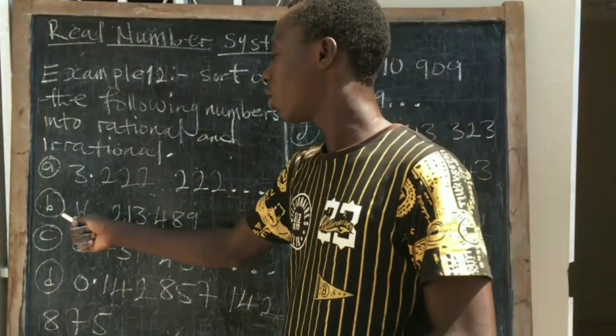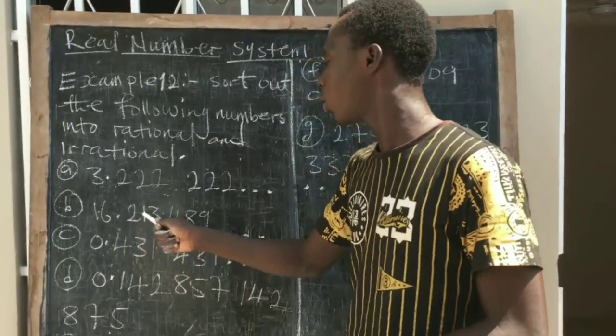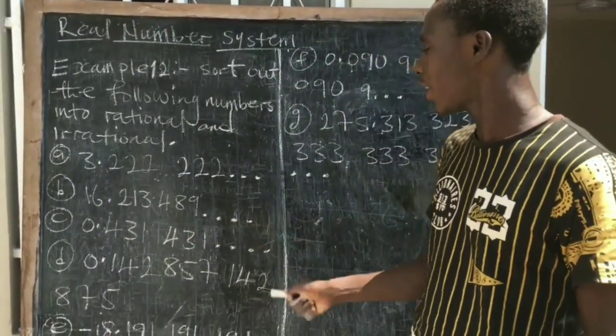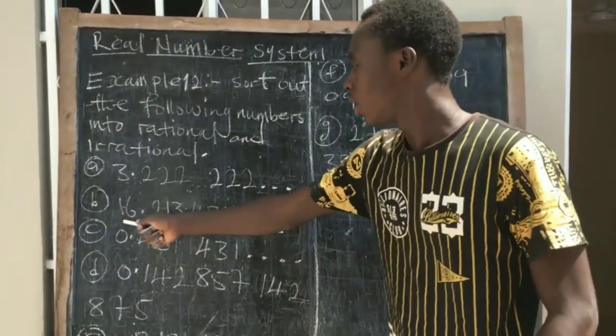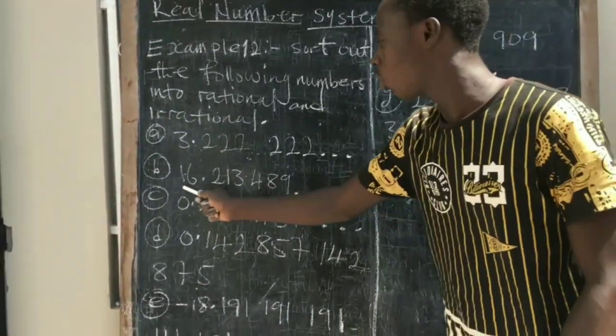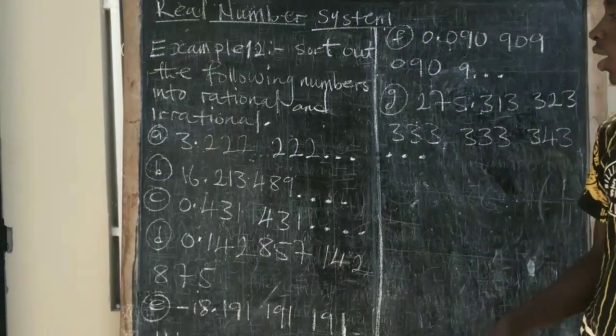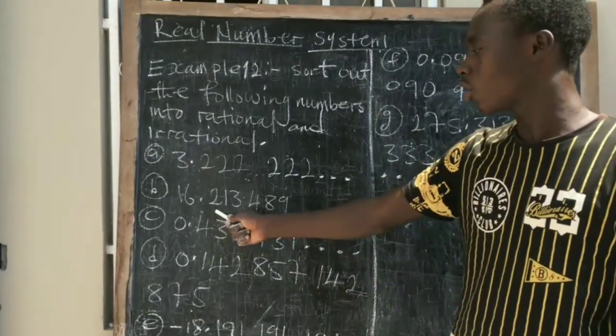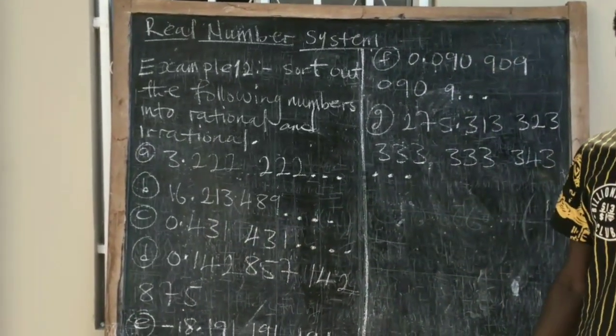Now B. Look at B. We have 16.213489. Look at this. It is a non-terminating decimal, non-recurring. Look at it. Non-terminating, non-recurring is what? Is irrational. Look at it. It is not repeating. So it is irrational number.